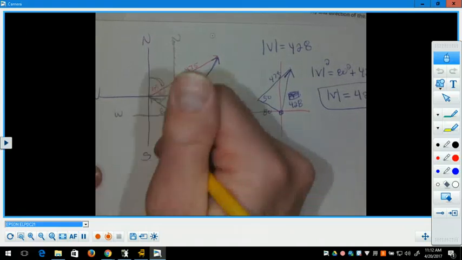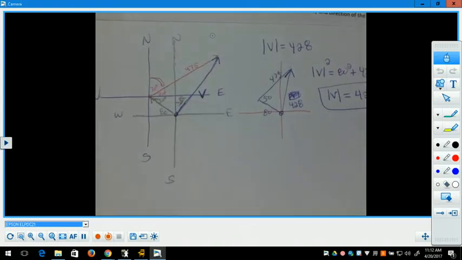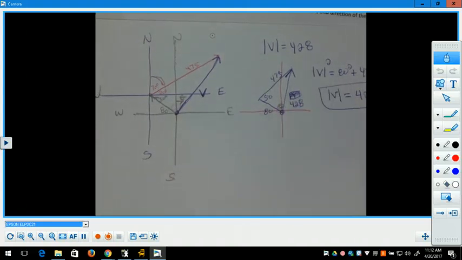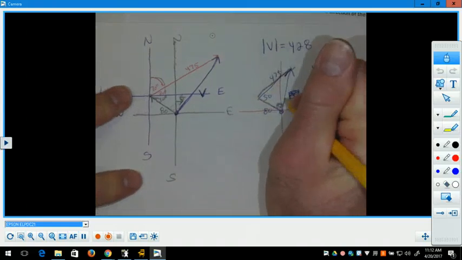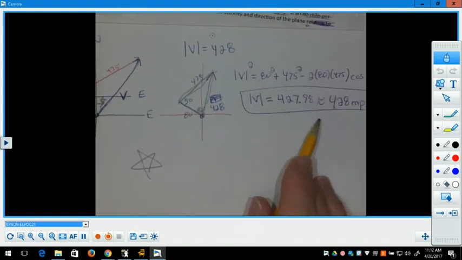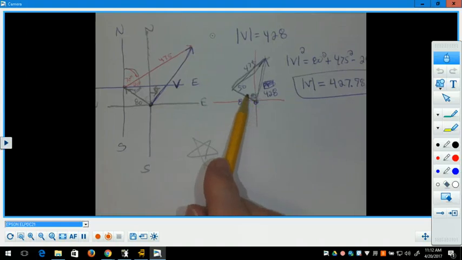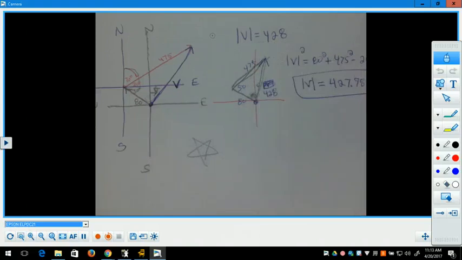Now, I need this angle right here. This is going to be my theta. That's part of this bigger angle right here in my triangle, part of this bigger angle when I'm looking at this triangle. So I need to solve it. We had the work for how we found 428. I need to solve for this angle so that I can find theta, which is this piece of it.